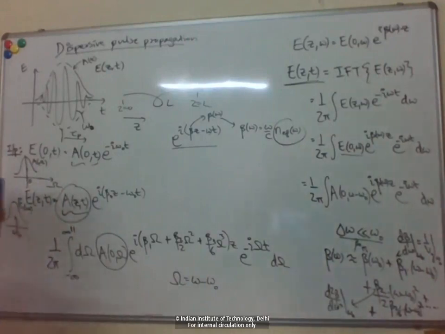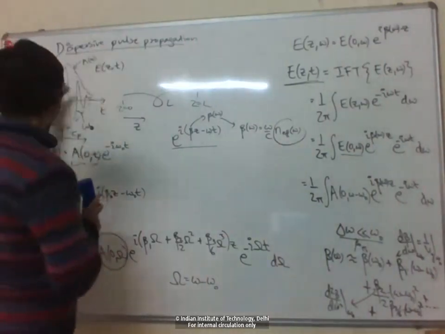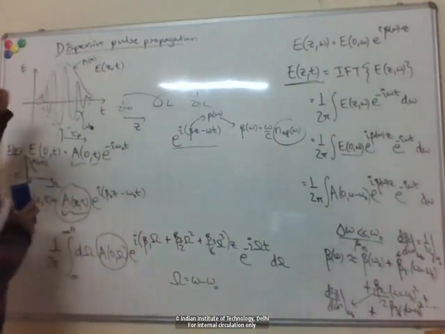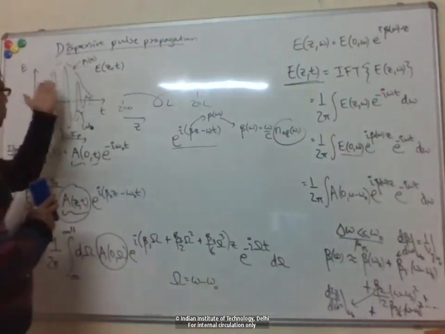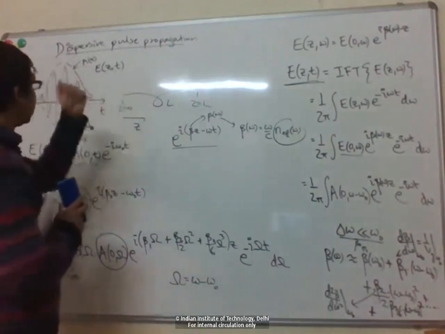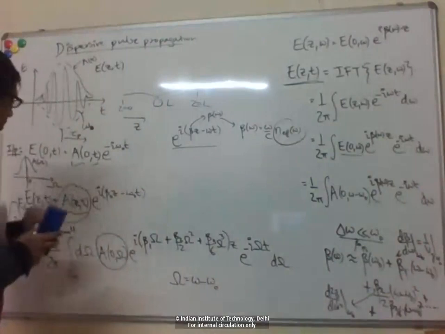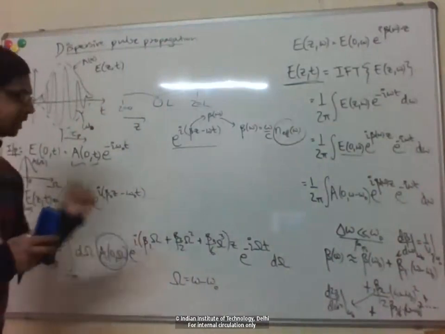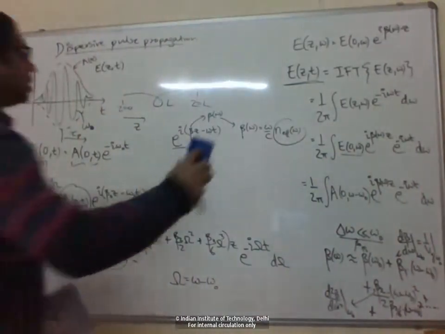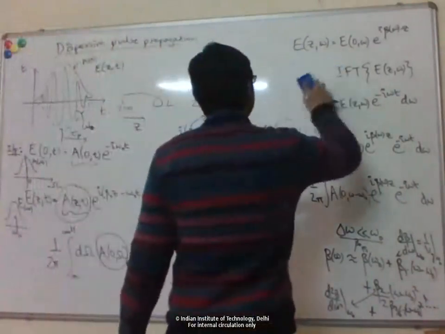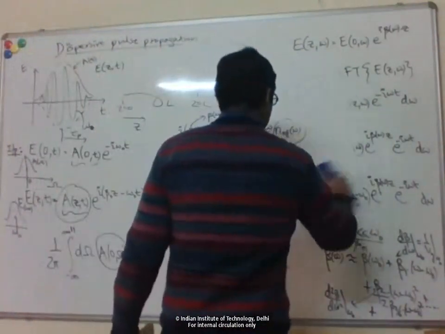Okay, so basically our task is to get some propagation equation for this pulse, right? So to get some equation for how this A evolves with Z in time domain. So here we got some formula which is in the form of an integral. Okay. From this we can actually get some kind of propagation equation.